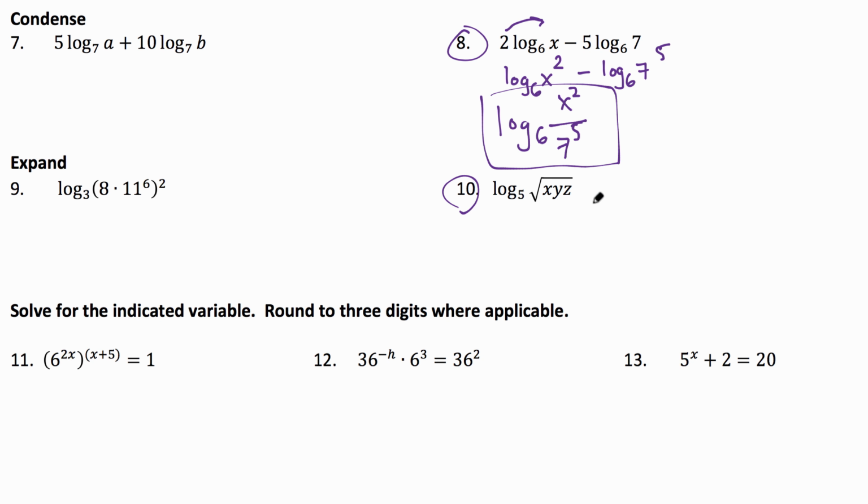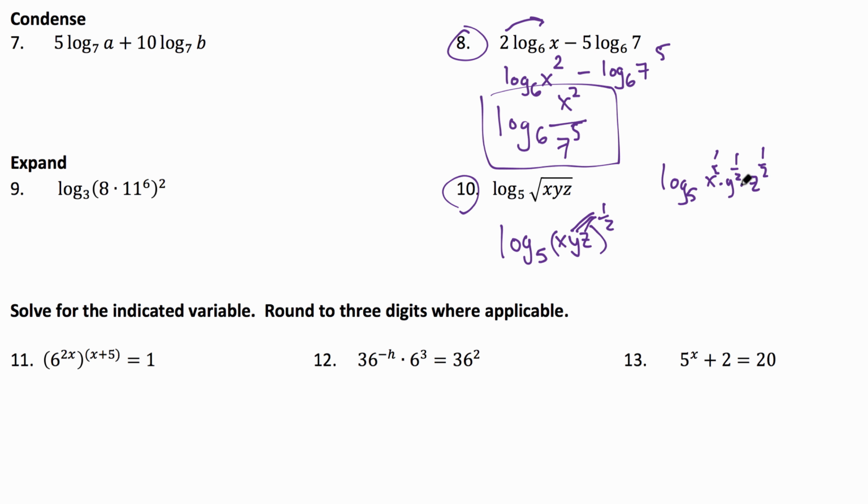Remember, square root is the 1/2 power. So this is equal to log base 5 of xyz all to the 1/2. But I'm going to have to use parentheses there. I'm going to bring that 1/2 down in front. Or I tell you what I'm going to do, I'm going to distribute that to each one of these right now. So we're going to get log base 5 of x to the half, y to the half, z to the half.